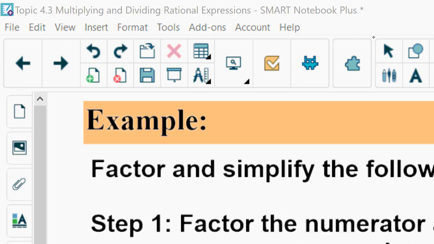All right, let's do another one. First thing I see when I look at my numerator and my denominator is that they all have x as a factor. So they all have a greatest common factor of x. So I'm going to pull that out first. I'm going to factor it out, if you will.